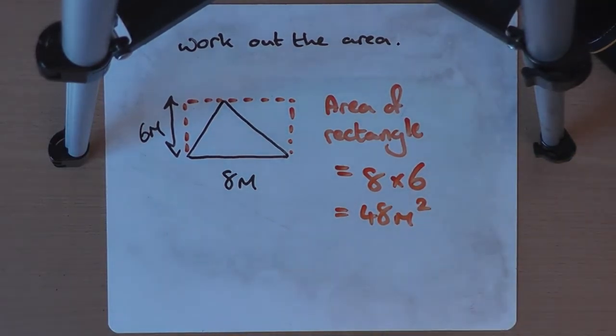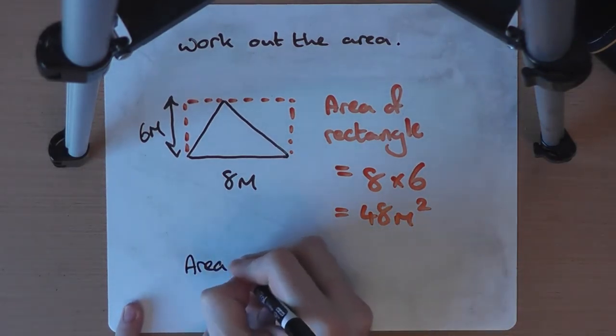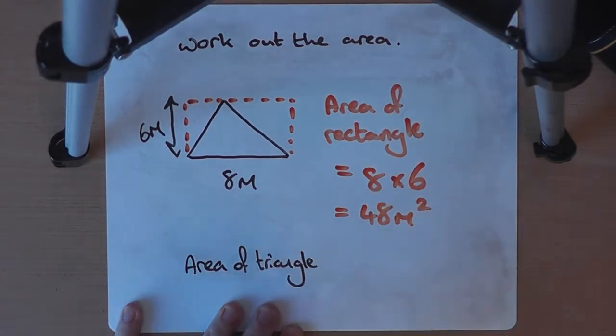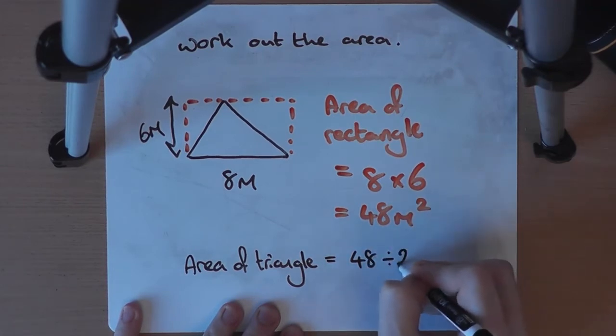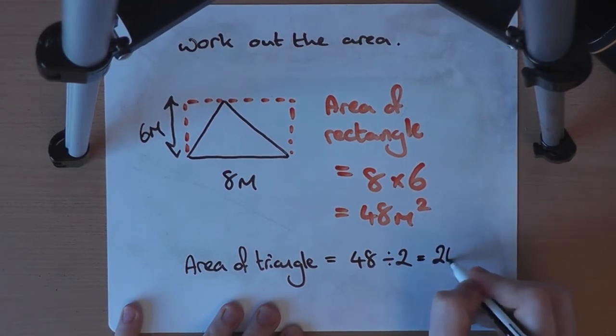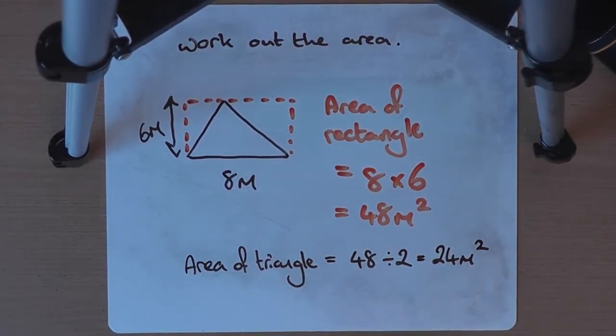Problem is, we weren't interested in the area of the rectangle, we wanted the area of the triangle. But what was the connection between the triangle and the rectangle? Well, the triangle had half the area. Therefore, the area of the triangle must be half the area of the rectangle, i.e. the 48 meters squared divided by 2 is 24 meters squared. And the triangle has an area of 24 meters squared.